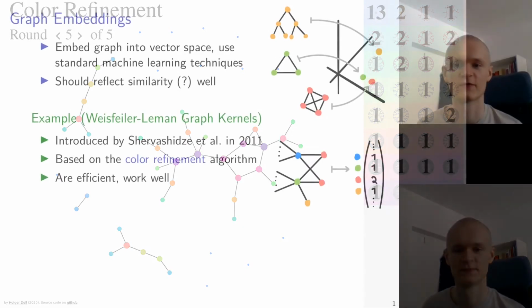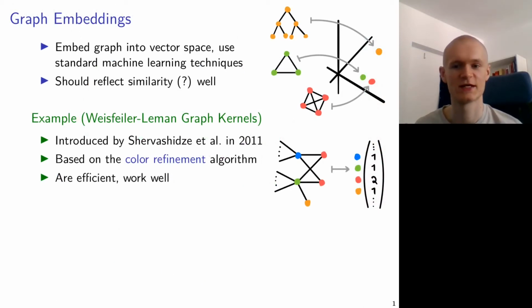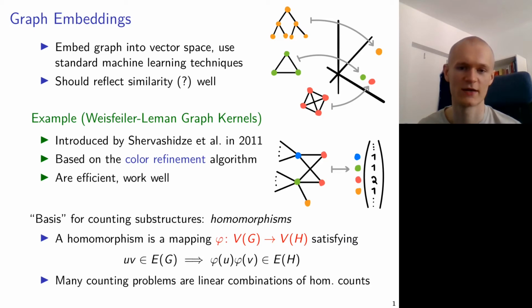The main advantage of the Weisfeiler-Leman graph kernel is that it's actually very efficient. You can implement color refinement in something like n log n, and additionally in practical evaluations, these kernels have been shown to work pretty well. However, graph embeddings in general aren't really well understood from a theoretical point of view. And one thing many of these have in common is that they are based on counting substructures. And the most general way of counting substructures is by counting homomorphisms.